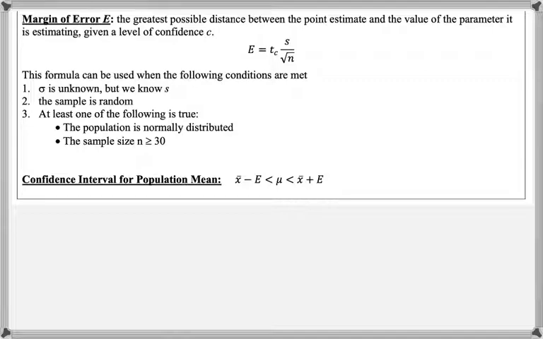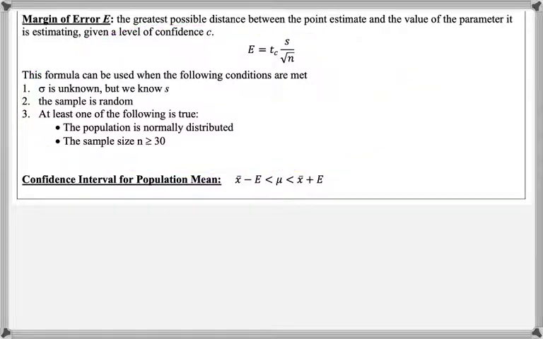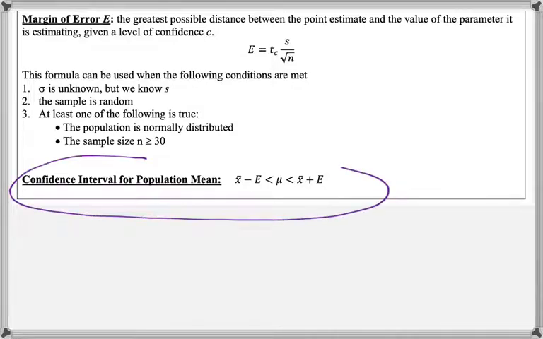This formula can be used when the following conditions are met. Sigma is unknown, but we know s. The sample is random, and at least one of the following is true: the population is normally distributed, or the sample size is greater than or equal to 30. This is very similar to the margin of error formula in the previous section, and how we construct the confidence interval is also very similar.